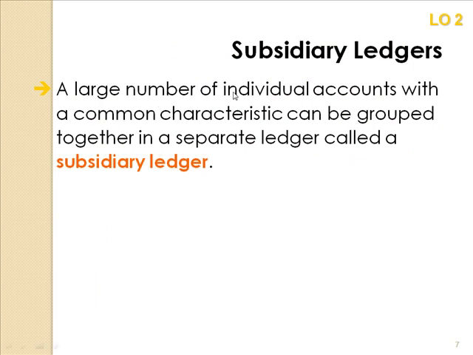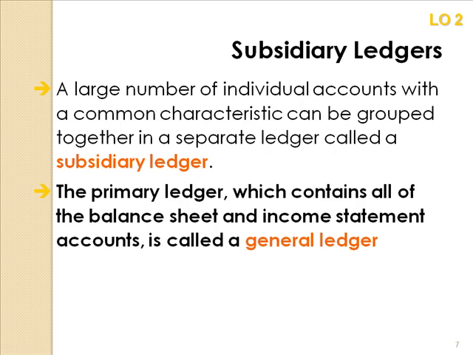Now, a large number of individual accounts with a common characteristic can be grouped together in a separate ledger, and that is called a subsidiary ledger. The primary ledger, which contains all of the balance sheet and income statement accounts, is called a general ledger. You're used to working with the general ledgers. You've been posting to the ledger after you journalize. That's your cash account, accounts receivable, accounts payable, and other items.